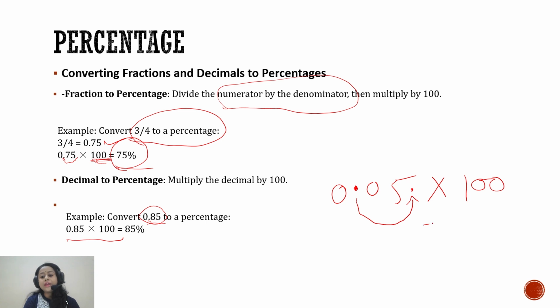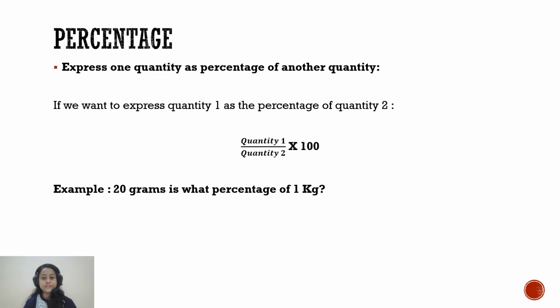So the decimal after this whole number doesn't make any sense, so it is actually 5%. Always the decimal point will shift two digits to the right, and you will get 5%. So this is how you can represent fractions and decimals as percentages.